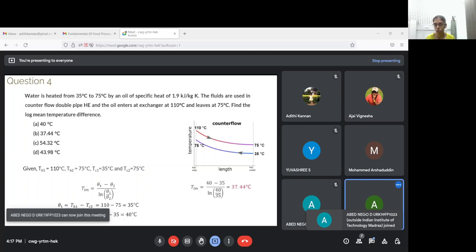Okay, so if you substitute these values in the LMTD equation, you will get (theta 2 minus theta 1) divided by ln of (theta 2 by theta 1). So 40 minus 35 divided by ln of 40 by 35, which will give you 37.44 degrees Celsius. So your answer to this question is option B.